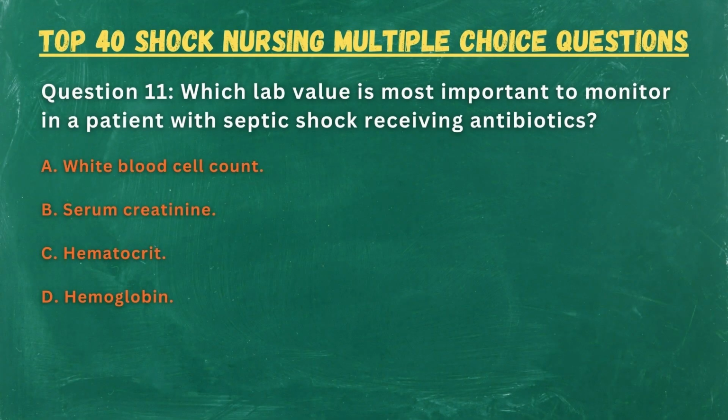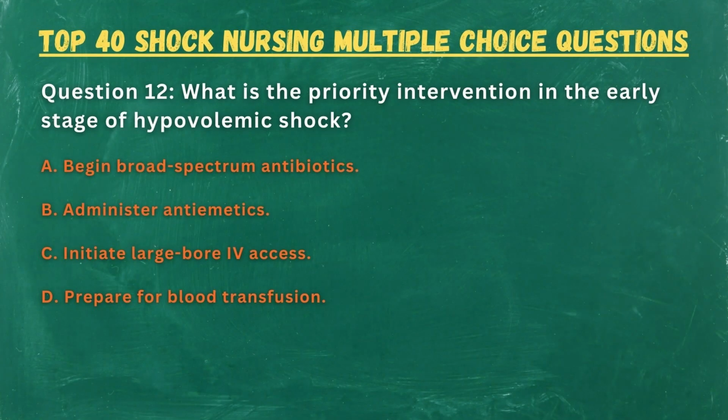Question 11. Which lab value is most important to monitor in a patient with septic shock receiving antibiotics? A. White blood cell count. B. Serum creatinine. C. Hematocrit. D. Hemoglobin. Answer: B. Serum creatinine.